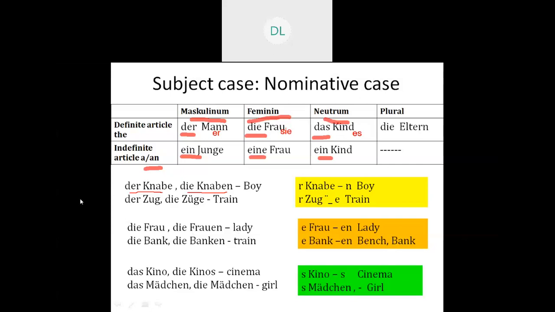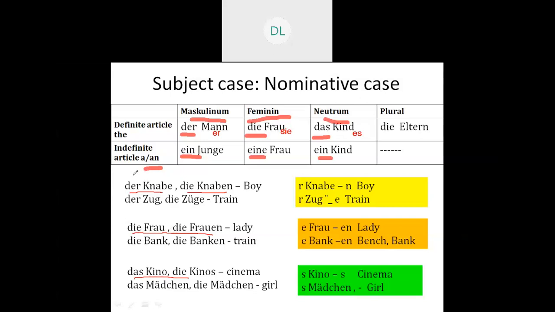On the same lines, I have das Kino and die Kinos. Das Kino means that your noun is neutral. Die Kinos, that is your plural. Here, die Frau and die Frauen. This die Frau implies that your noun is feminine, and this die is your plural.